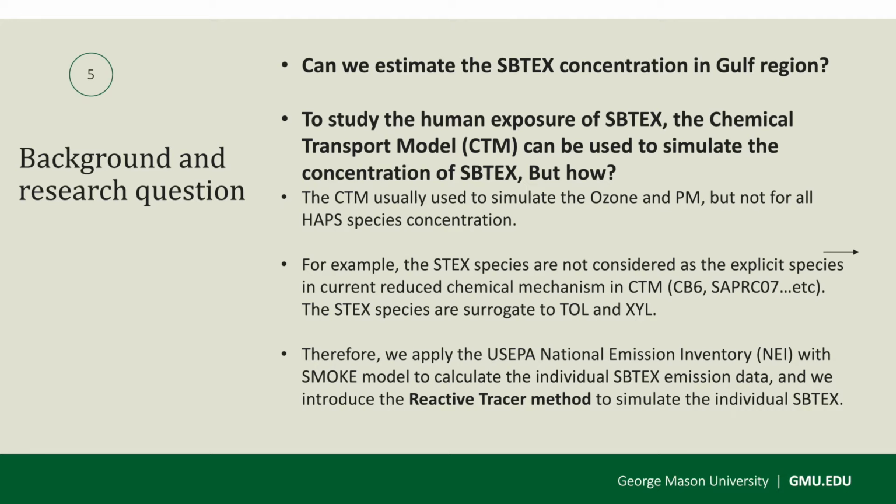To do the human exposure study, we think the chemical transport model, CTM, can be used to simulate the concentration of SBTEX. But how? The CTM model is usually used to simulate ozone and PM, but not all HAP species concentrations. For example, the STEX species are not considered explicit species in the current reduced chemical mechanism in CTM. The STEX species are surrogates to TOL and XYL. Therefore, we apply the US EPA NEI with the SMOKE model to calculate the individual SBTEX emission data, and we introduce the reactive tracer method to simulate the individual SBTEX.